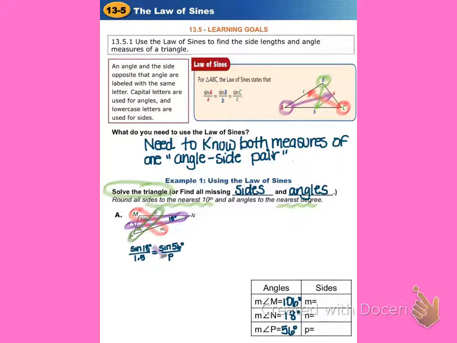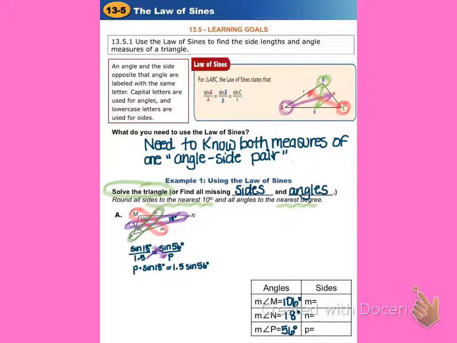So if I were to multiply across, I would get P times the sine of 18 degrees, excuse me, teaching geometry too much, I'm always thinking of 180, equals 1.5 times the sine of 56 degrees.